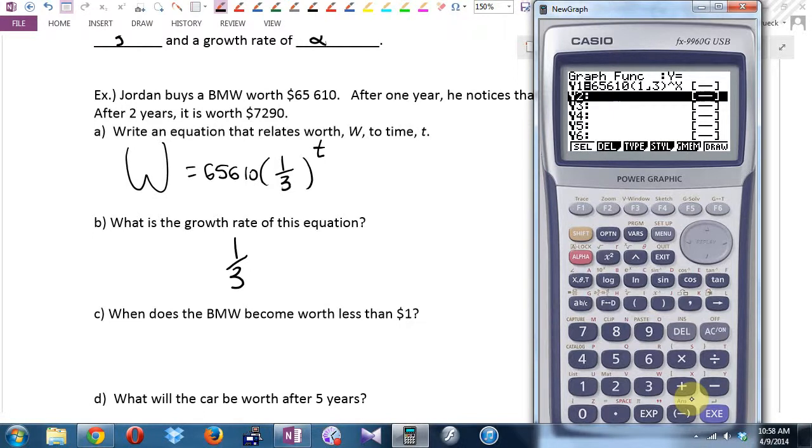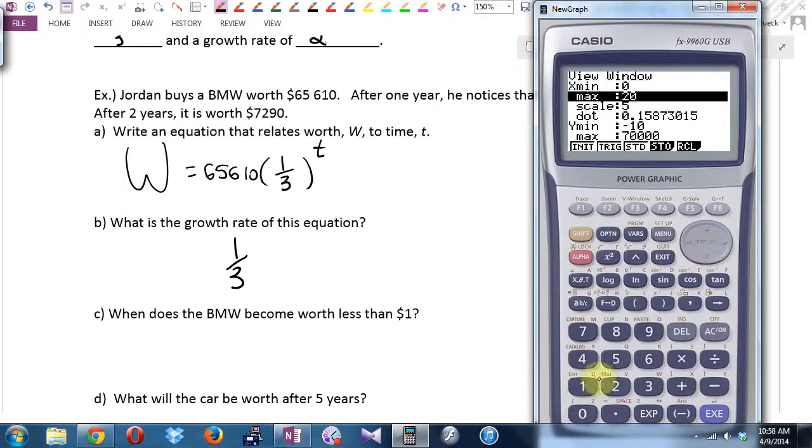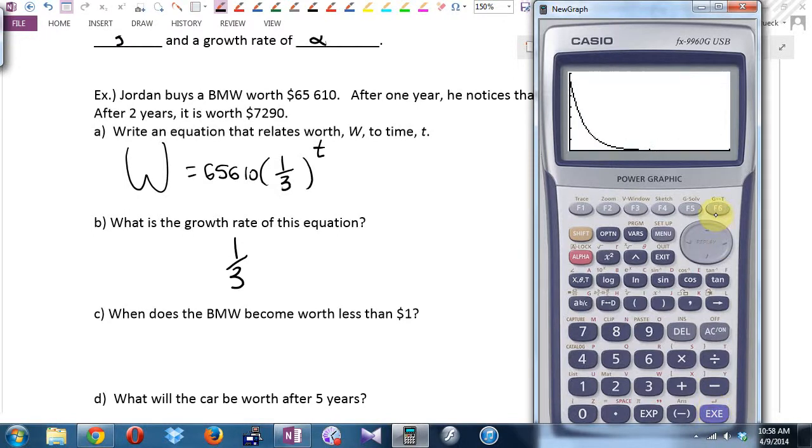Let's see. Oh, Jordan. First of all, I think 20 years is way too much. I'm going to change my view window, and instead of 20 years, I'm going to try 10 years and see if that looks a bit better. So do that. Change your view window. Change the X max to 10. Okay, that's a little better. Maybe.